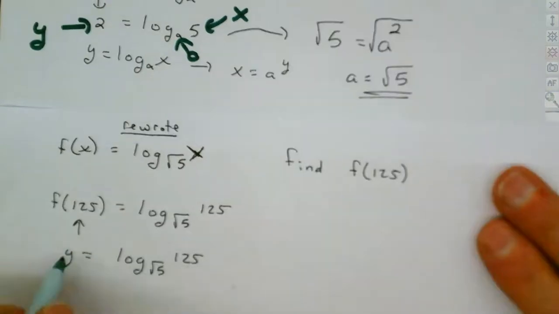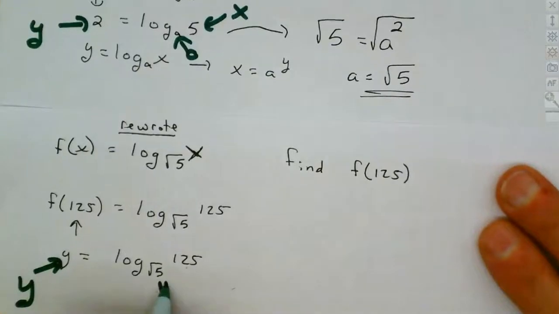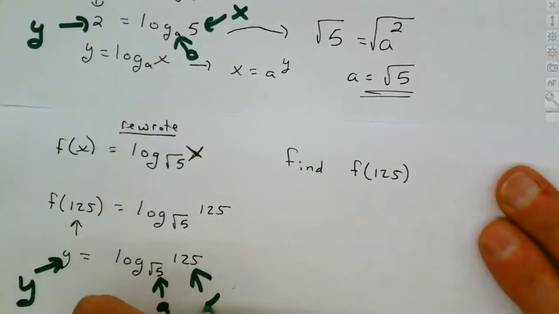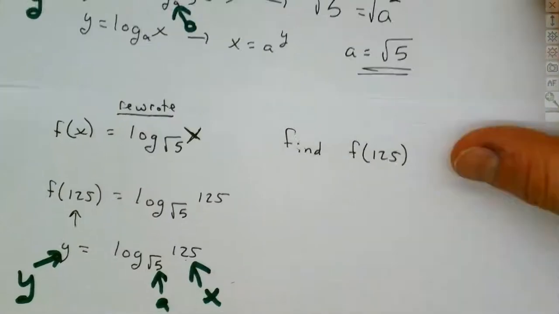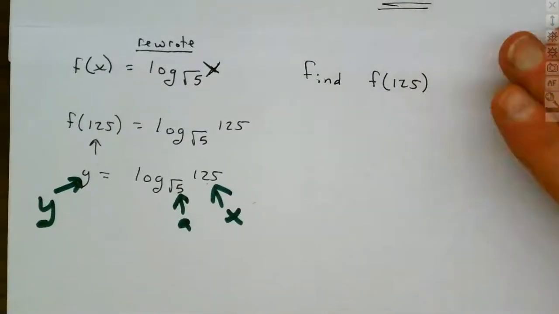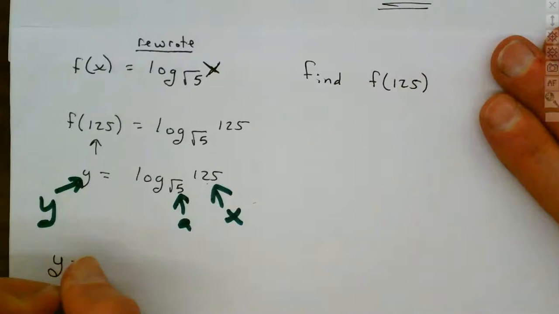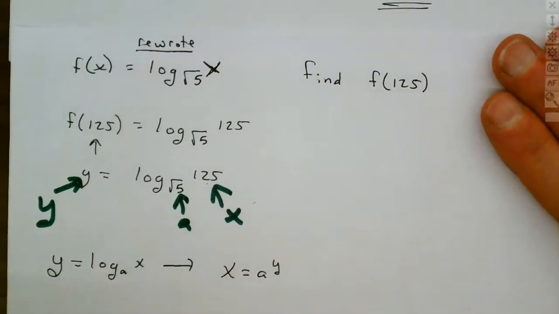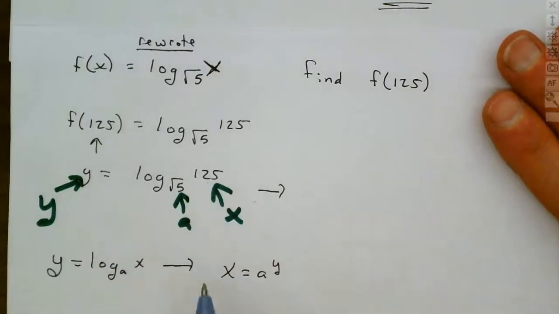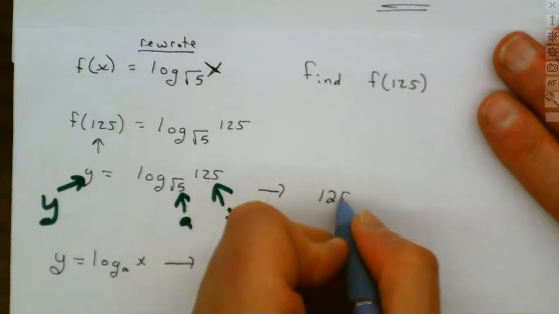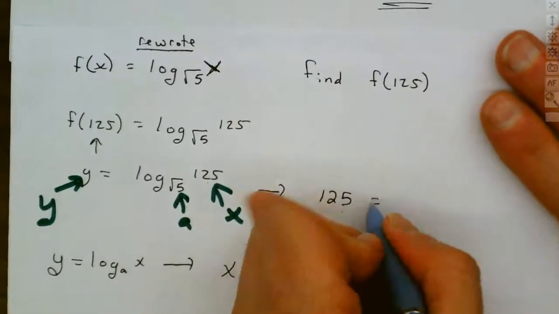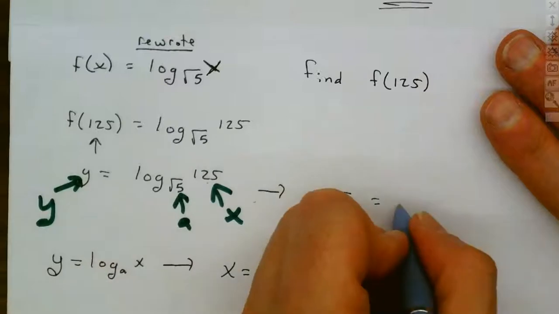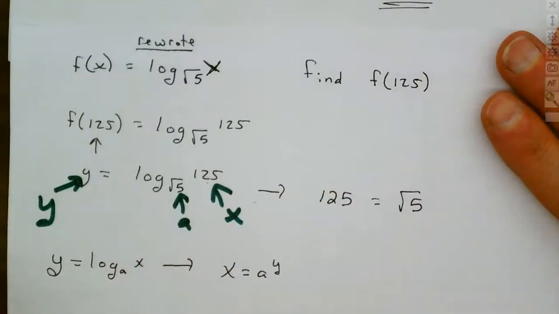Rewrite this again. Remember, this is your y, this is your a, and that is your x. And how do we convert them? In case you forgot, let's write up our conversion formula. Y equals log base a of x converts into x equals a to the y. Right? So when I convert this, what would this convert into? 125 equals a, which is the square root of 5, right, to the unknown power y.